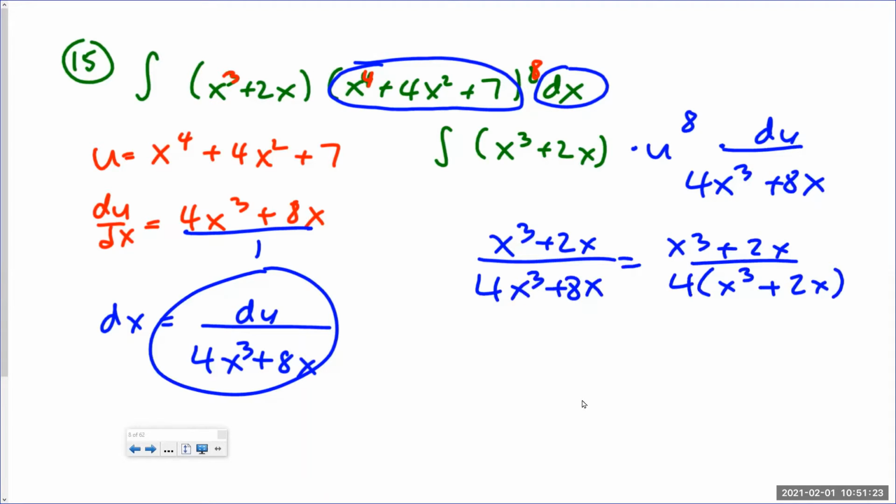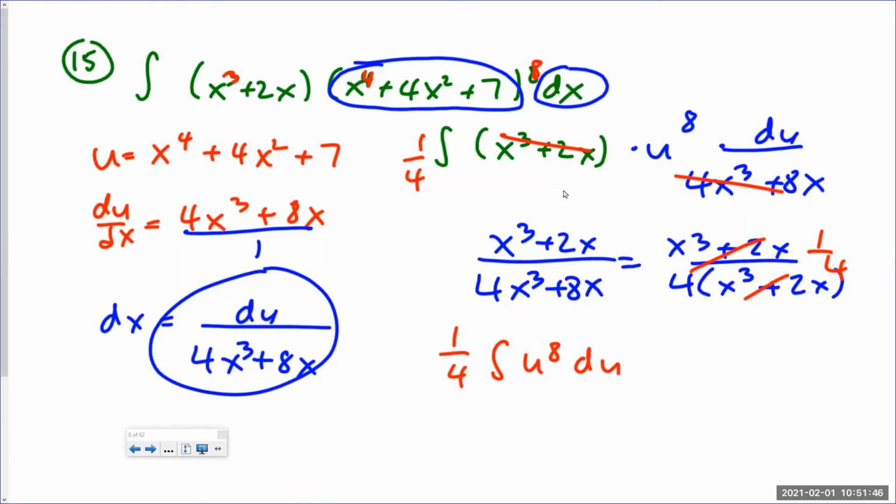Using real algebra? Yes. And what do I have left, guys? 1/4. You guys good with that? So this cancels out to 1/4. So this becomes 1/4 integral u to the 8th du. I think that's right. And then you need to take the integral of this.